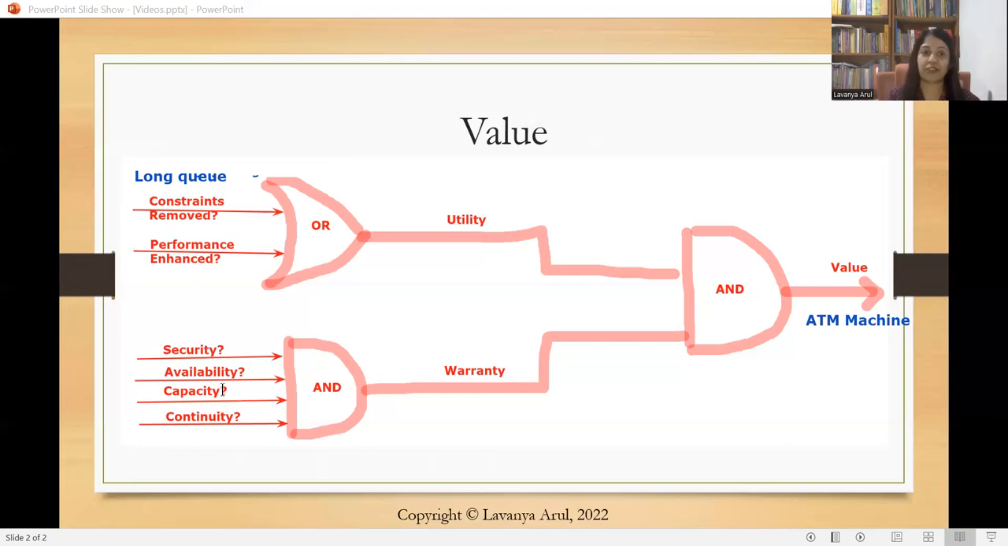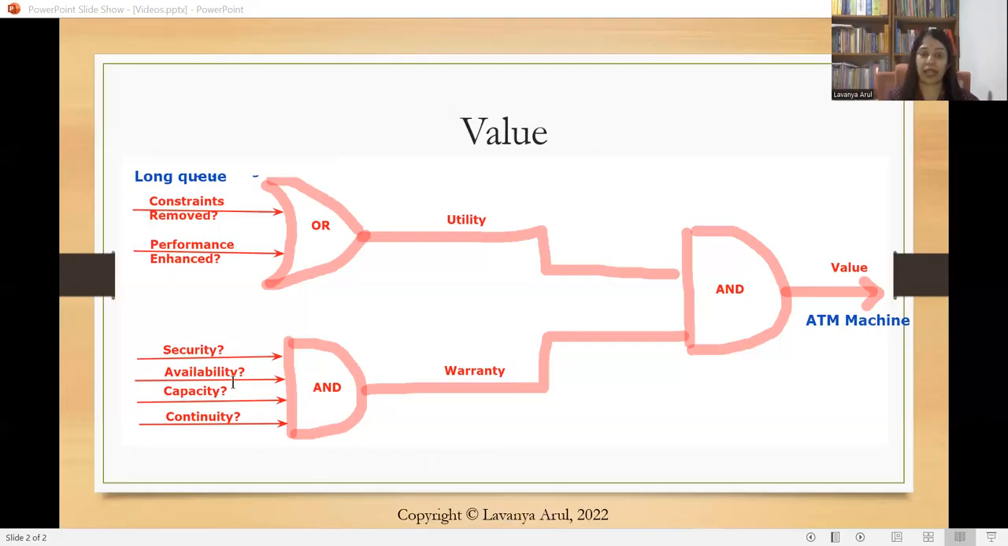Continuity. In case of any disaster or a breakdown, how is the ATM, or the ATM service, going to be handled? So from a bank's perspective, they need to consider all these 4 areas in order to say warranty has been achieved, and either performance enhanced or constraints removed. One of them, once they achieve it, utility is already satisfied.